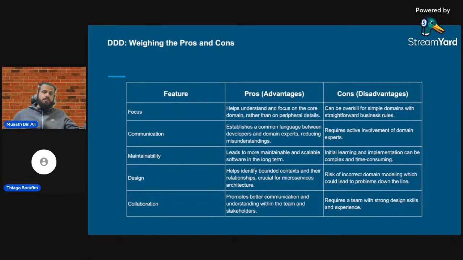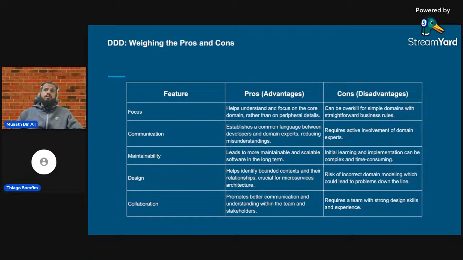But we also have some disadvantages. Of course, it is overkill for simple domains, as we said. If you have straightforward business rules and simple use cases, you don't have to go through this very long process. It also requires dedicated teams who share the knowledge across all the stakeholders. Maybe your organization doesn't have this, so it's a big disadvantage. It might affect the application itself.